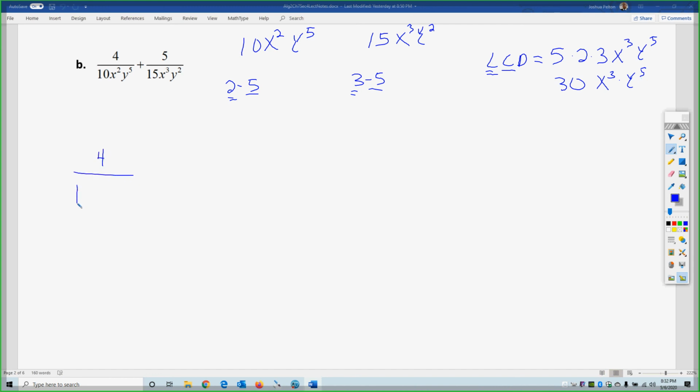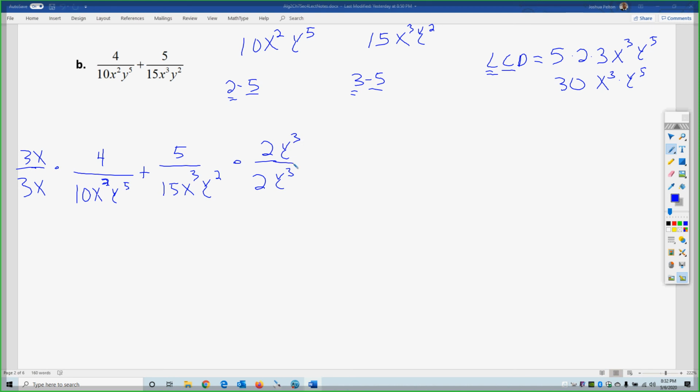4 over 10x squared y to the 5th plus 5 over 15x cubed y squared. So I need 30, so I need to multiply this by 3. I'm missing an x because I need x cubed, so I need one more x. And the y to the 5th is fine because that's what the lowest common number should be. All right, the next one, 15 should be 30, so I need to multiply it by 2. The x cubed is fine, but the y needs 3 more y's to get y to the 5th.